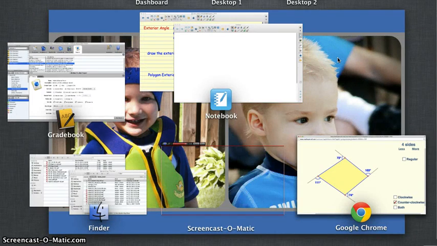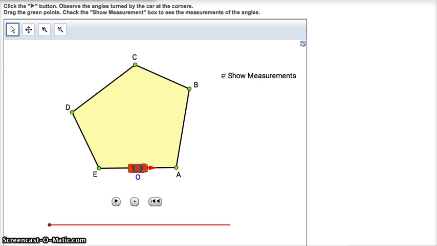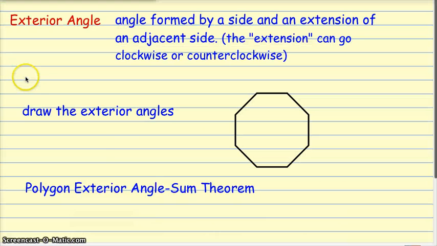The other animation that I have shows a car driving, and it shows the exterior angles being formed. So all of those are exterior angles. Draw the exterior angles. You can go in any direction, but you're extending the side. So it can have as many exterior angles as the number of sides that it has, and they can go either clockwise or counterclockwise.